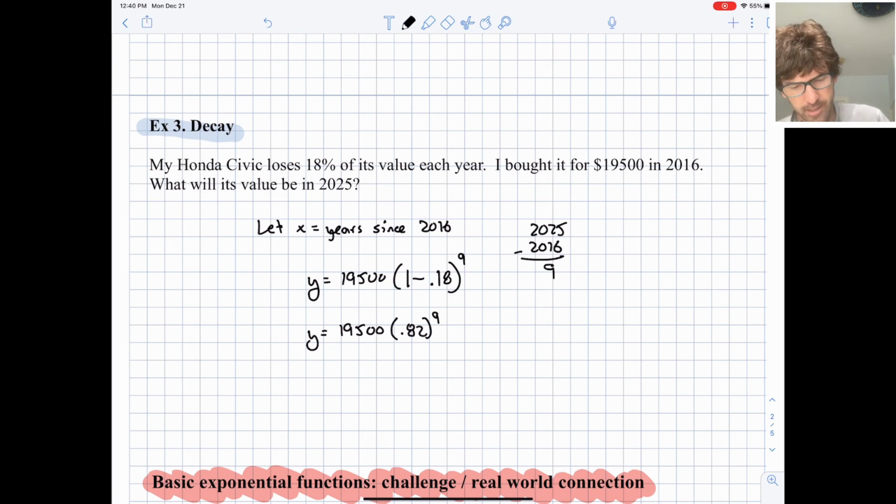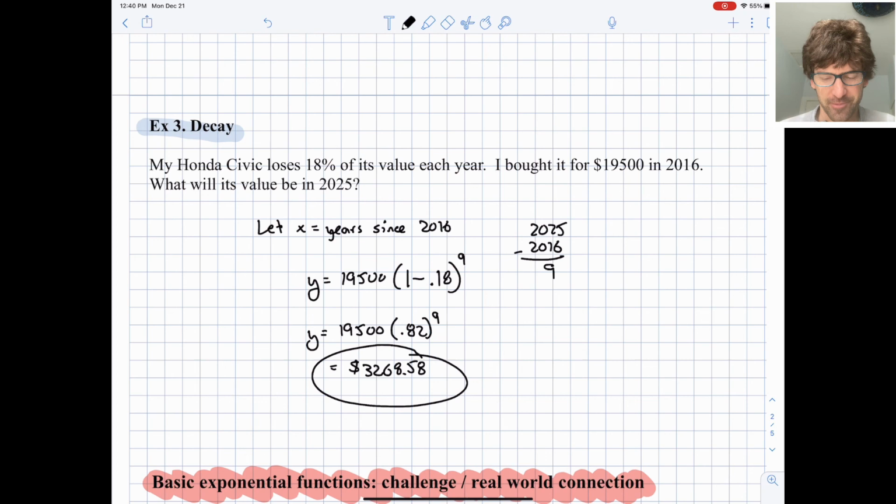And I get an answer of $3,268.58. So definitely worth a lot less than what I purchased it for, which is why cars are typically not an investment to make money on. They're rather a tool to use because they will be losing value. All right, and that's a good place to stop.